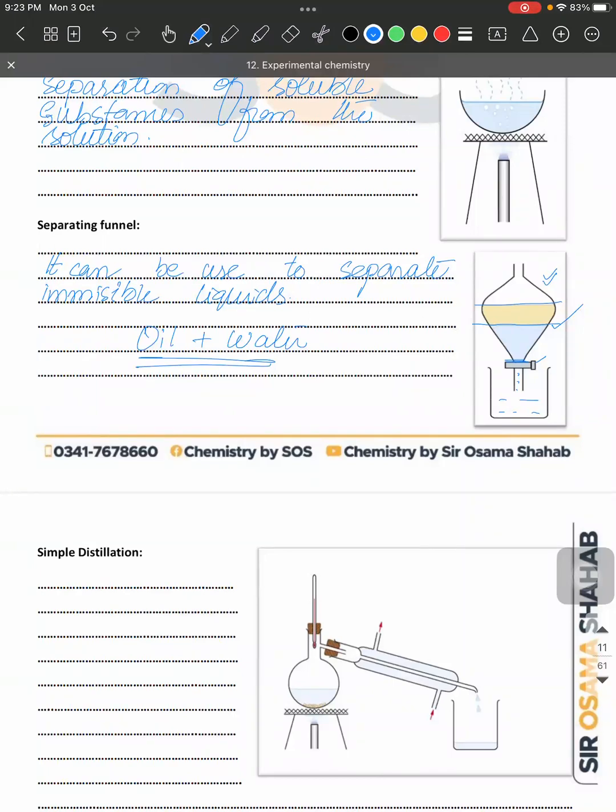Yes, sir. One more question बच्चों, for example if the liquids are miscible, यानी कि एक दूसरे के अंदर soluble हो, mix हो जाएं, तो हम कौन सा मेथड यूज करते हैं? फिर हम कौन सा मेथड यूज करते हैं बच्चों, जल्दी से? सर फ्रैक्शनल डिस्टिलेशन। फ्रैक्शनल डिस्टिलेशन यूज करते हैं। वेरी गुड, we need to use fractional distillation then, right?